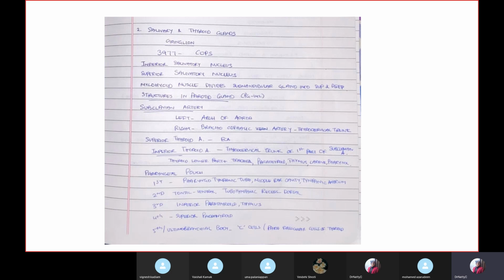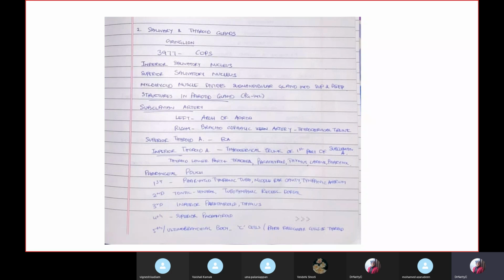Then the second question from the pharyngeal pouch which they will ask is about the inferior parathyroid and superior parathyroid. Like how we remembered the inferior salivatory nucleus and superior salivatory nucleus, you have to remember it the same way. Superior means on the top, inferior is below. So write the number 3 and 4: 3 is on the top, 4 is below. Then diagonally opposite, flip them and match.